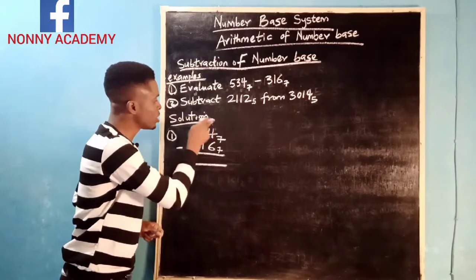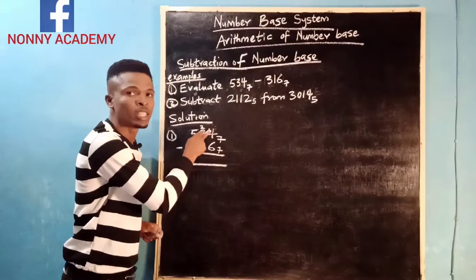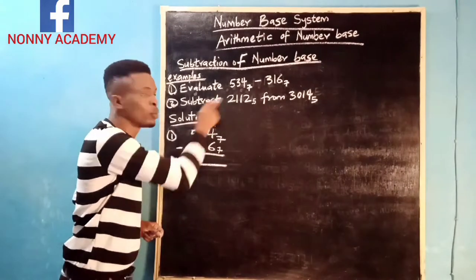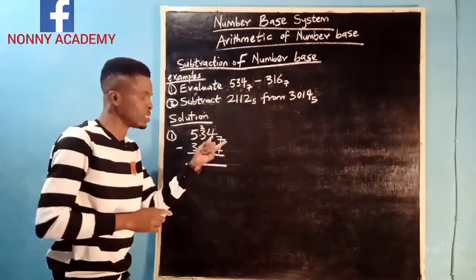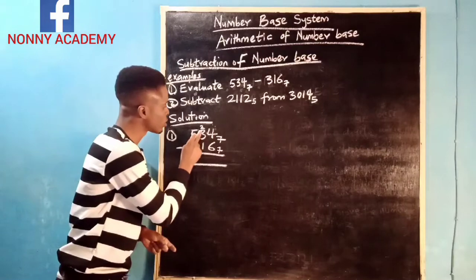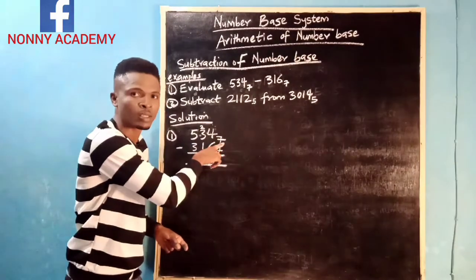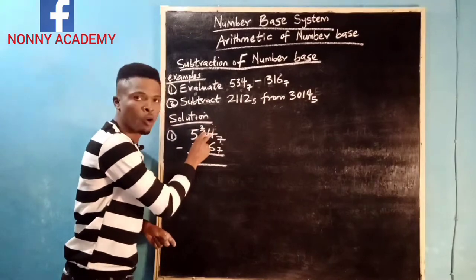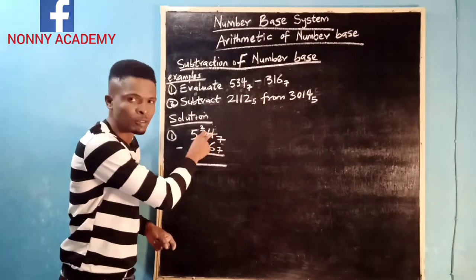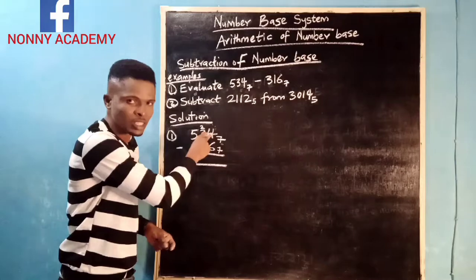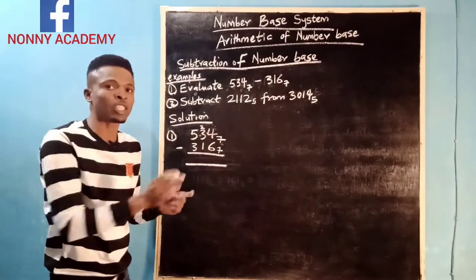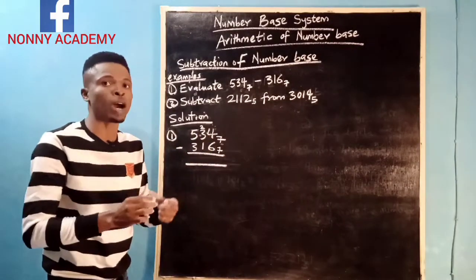Now the one I'm taking down here will not make this 14. Any one I borrow, I'm borrowing the base. For this one, I'm taking 1 out of here, it becomes 7 because 7 is the base. So I will add that 7 to 4, which will make it 11, not 14. This one is quite different. This is number base and the method is somehow different.